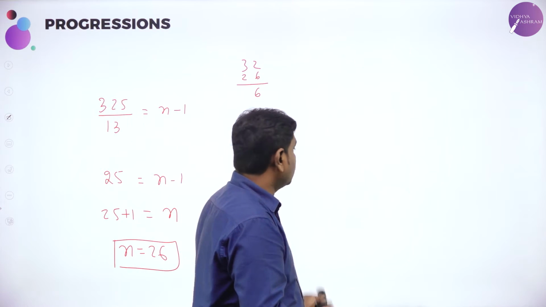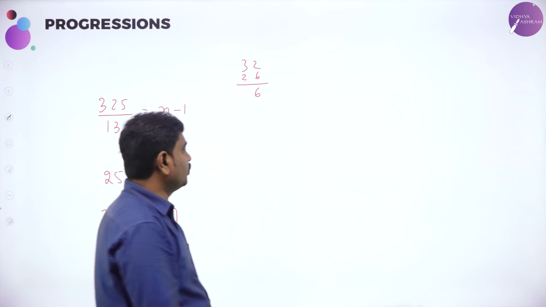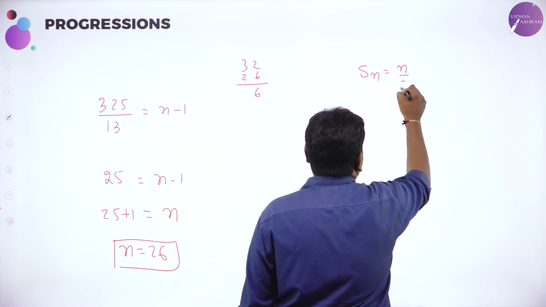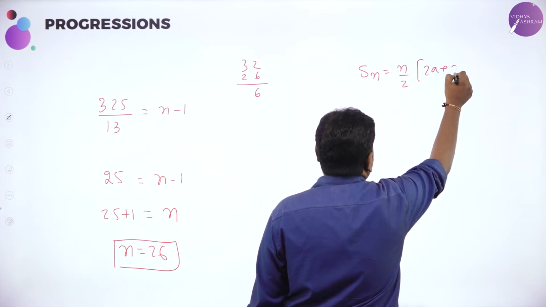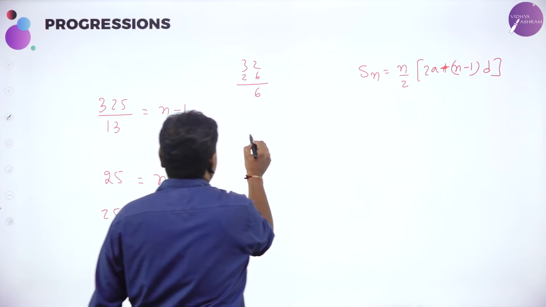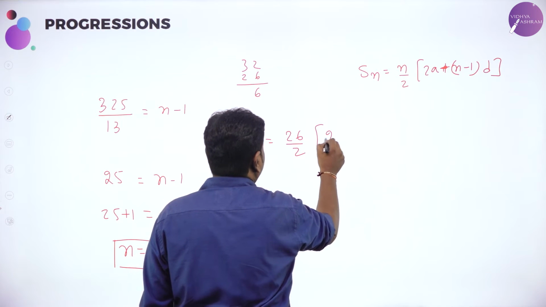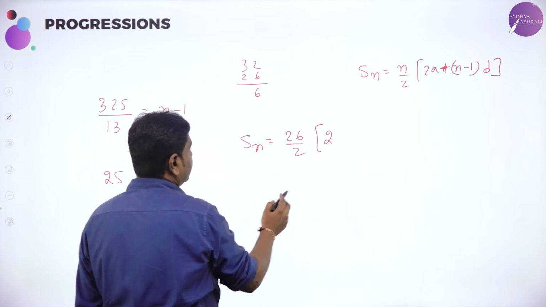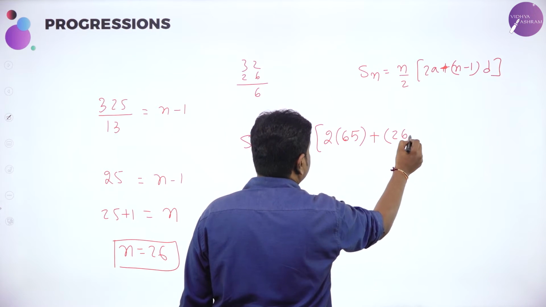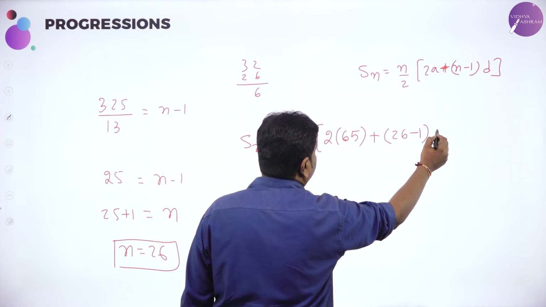What do they want you to find? Sum of all the integers. So we need to find Sn. What is the Sn formula? n by 2, 2a plus n minus 1 into d. So Sn is equal to n by 2, number of terms we got 26, by 2, into 2a, 2 times first term. What is the first term? 65. 2 times 65 plus n minus 1, n is 26 minus 1, into common difference, which is 13.